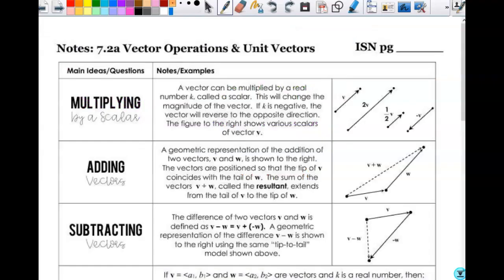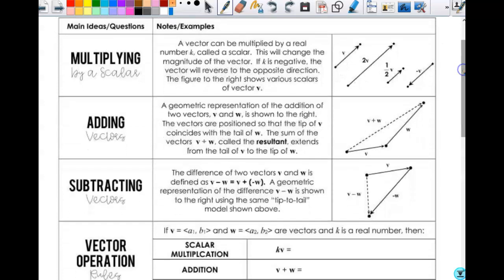Okay, so we looked at vectors yesterday, what component form meant, some basic stuff, so we're going to look at some operations with them. We're first going to talk about multiplying by a scalar. Scalar might not be a word you're familiar with. A vector can be multiplied by a real number. We use a lowercase k, and it's called the scalar.